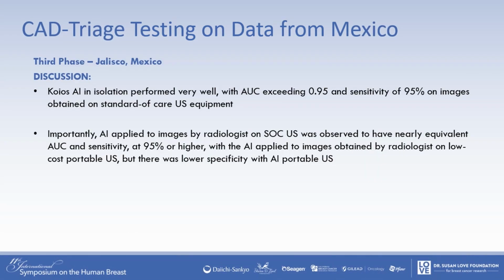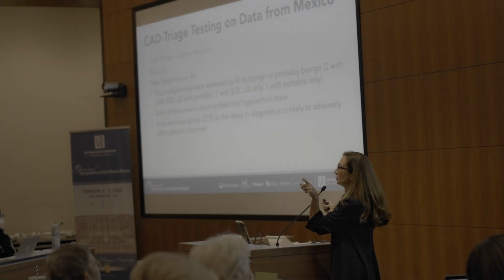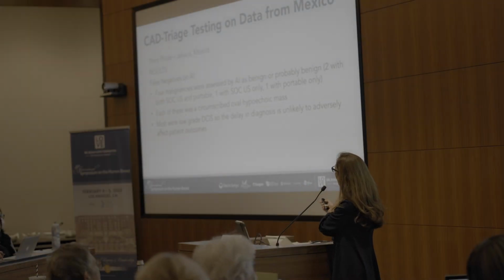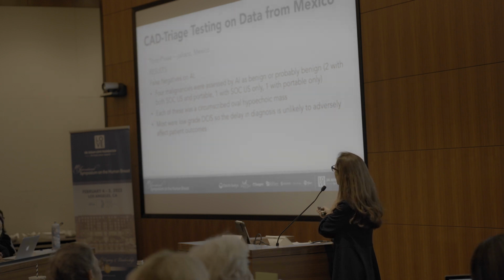False negatives on AI, there were 4 malignancies that AI missed. Each of these was a circumscribed oval hypoechoic mass. Most were DCIS, so it really wouldn't impact the patient outcome.